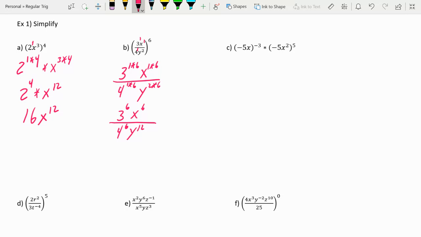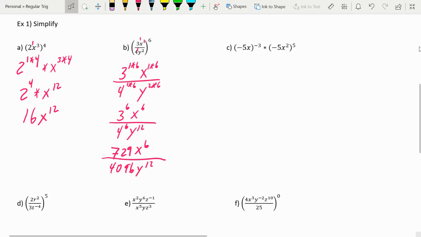Now you bust out your calculator, 3 to the 6th, because I'm not that smart. 729 x to the 6th. 4 to the 6th gives me 4096 y to the 12th. Sorry, let me at least make it look like a 12.